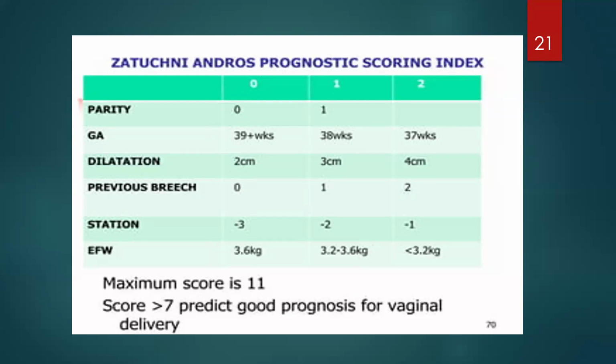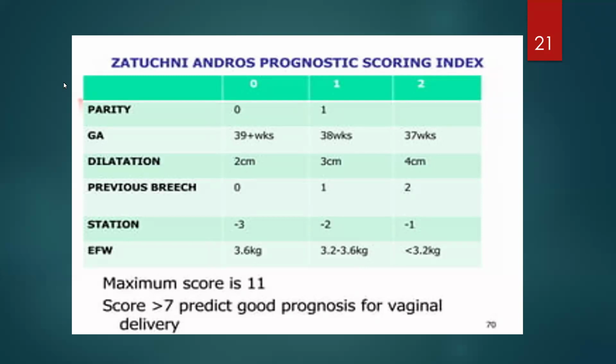For gestational age, 39 weeks or more, you score 0. 38 weeks, you score 1. 37 weeks, you score 2. Cervical dilatation, 2 cm is 0, 3 cm is 1, 4 cm is 2. A previous successful breech delivery. It's not clearly stated here, but it's a previous successful breech delivery. For none, you score 0, 1, you score 1, 2, you score 2.